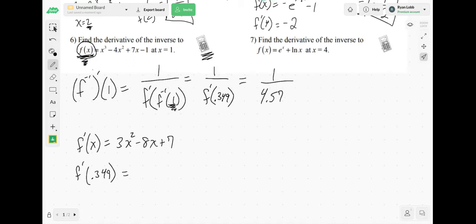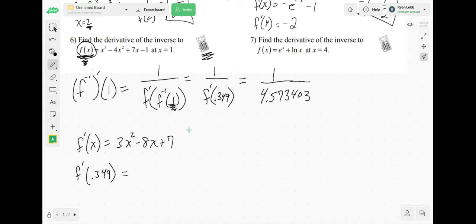I lost track of what it was. 4.573403. Okay. And then we have the calculator, we can round that, and we again have to go to 3 decimal places in the end. Okay. So there's number 6.